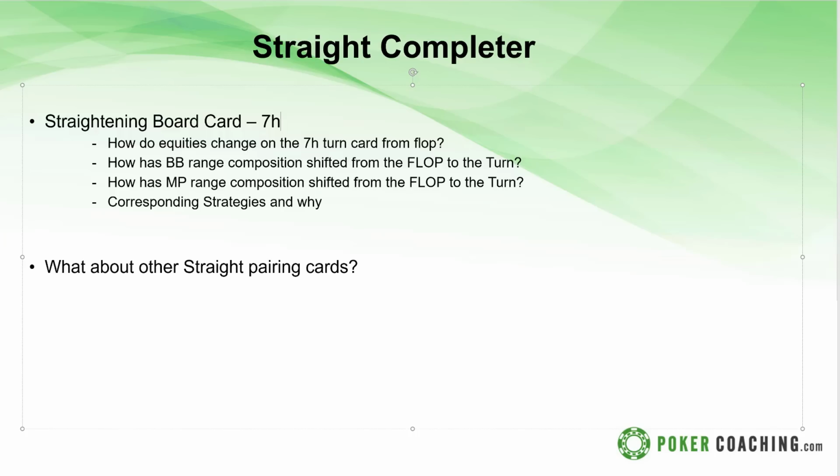So 7 of hearts, we have some benefits out of position. Out of position has a range advantage because he has more low cards to make a straight. So this 7 of hearts is going to play a little bit like the brick. The out of position should have a range advantage now, but it's not because he has a lot of straights. It's just because of the top pair advantage.